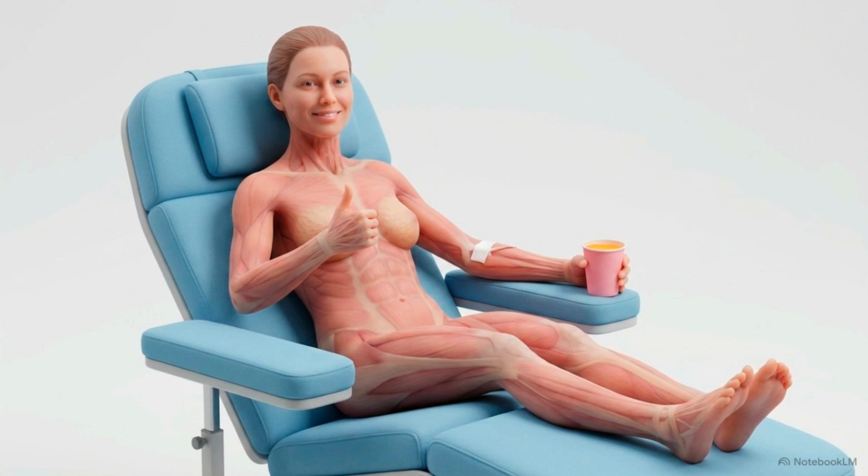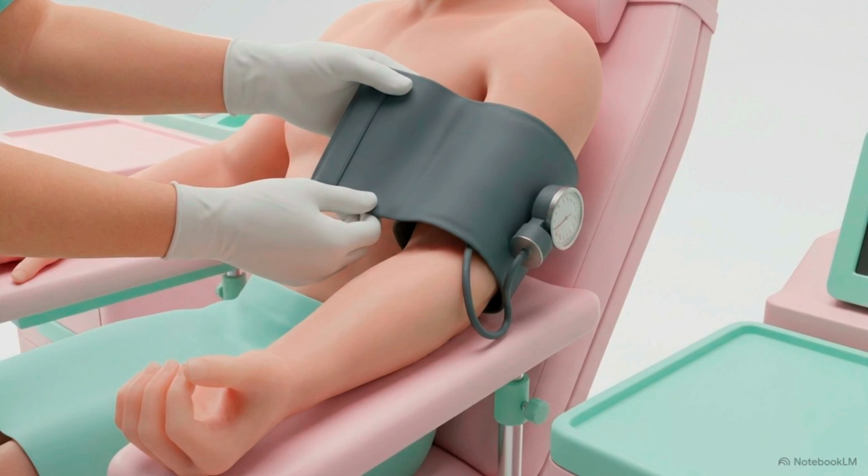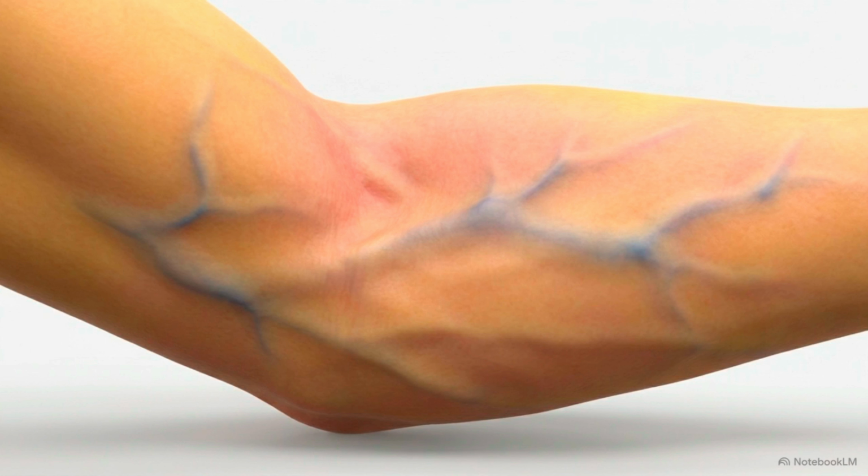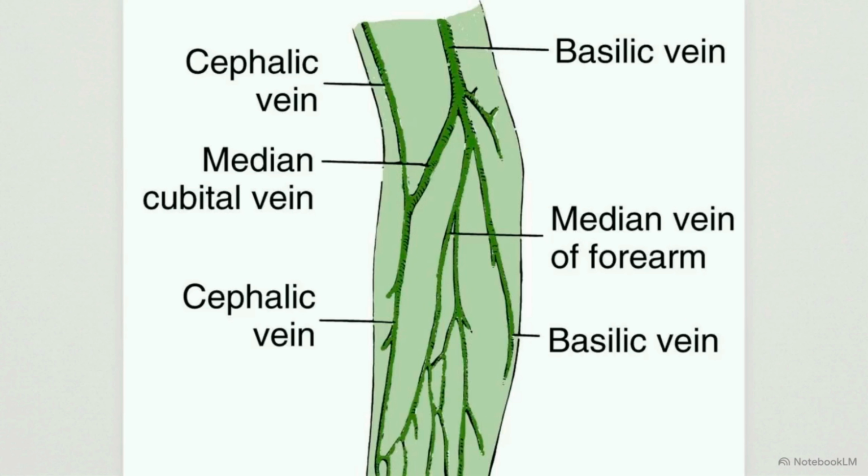Step 1 at the donor chair is to apply a blood pressure cuff inflated to between 40 and 60 millimeters of mercury. This specific pressure distends the veins to make them visible without cutting off circulation. This diagram shows the anatomy of the antecubital area. Your target is the median cubital vein located centrally between the cephalic and basilic veins. It provides a large, firm site for the draw.